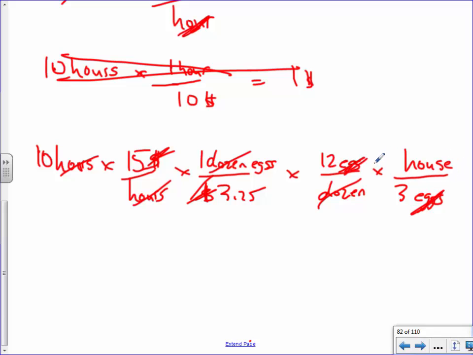This is kind of ridiculous. What I've now calculated is a way to figure out if I go to work for 10 hours, how many houses I can egg. Very indirectly, it took a long way, but what you do is you'd go 10 times 15 divided by 3.25 times 12 divided by 3, and that would tell you how many houses you could egg. You could get to 171.4 houses, apparently.